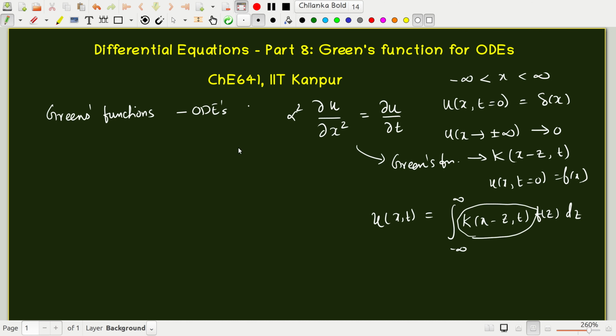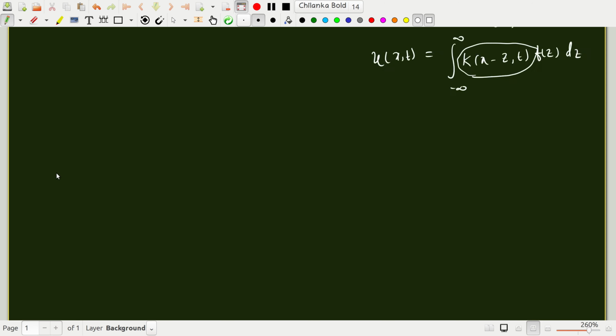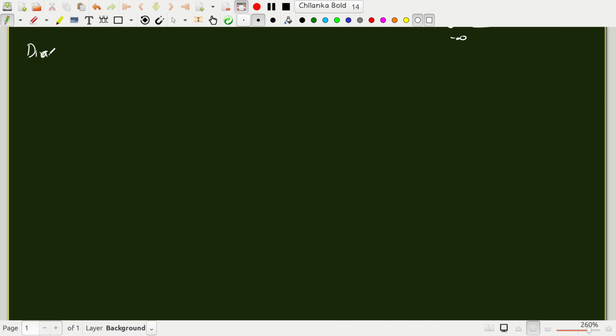But in this particular lecture, we are going to make a more formal discussion of Green's function. So before I do that, we'll not do PDEs, we'll do ordinary differential equations. Before that, I'm going to very briefly review the basic properties of the Dirac delta function.